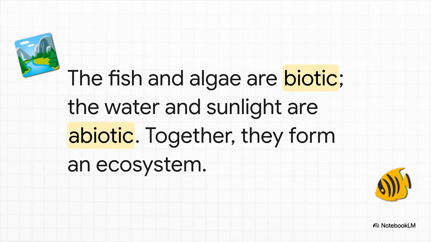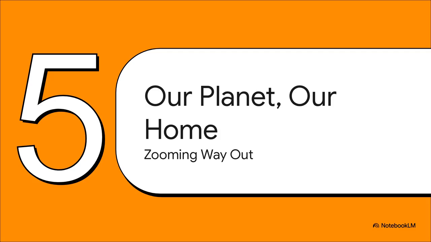You know, a pond is the perfect way to picture this. The fish, the frogs, the algae, those are the biotic, living parts. But the water they swim in, the rocks on the bottom, the sunlight warming it all up, those are the abiotic, non-living parts. You put them all together, and bam, you've got a complete pond ecosystem. So we've gone from a single organism all the way up to a full ecosystem.